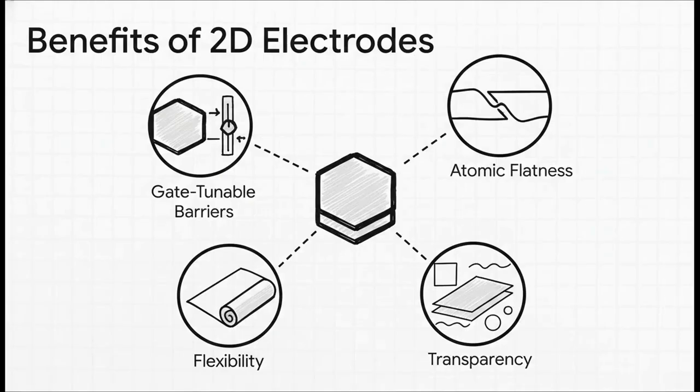And you know what? Solving Fermi-level pinning is just the beginning. These 2D material junctions are also atomically flat, which means perfect interfaces. They're transparent, they're flexible, opening the door for totally new kinds of devices we've only dreamed of. You can even use an electric field to actively tune the energy barriers on the fly. It's a whole new paradigm.